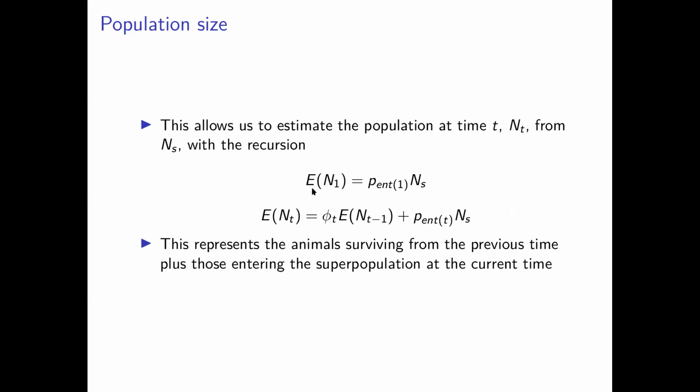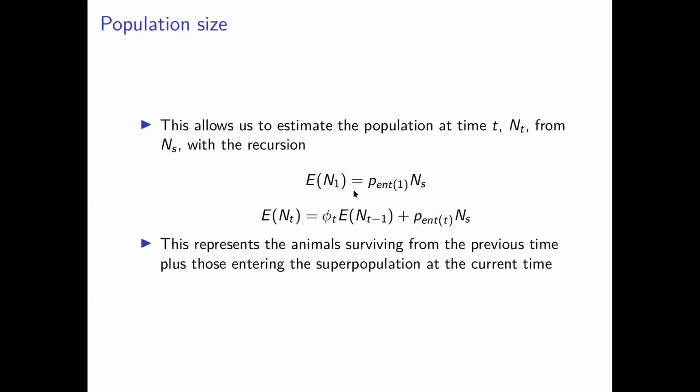So we're talking about the expected population size over time. And so the expected value of the population size at the time of the first survey is just equal to the first entry proportion times the superpopulation size. So this is telling you how many animals you would expect to have entered the superpopulation on the first survey period.